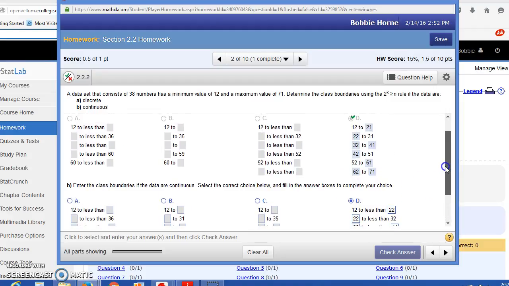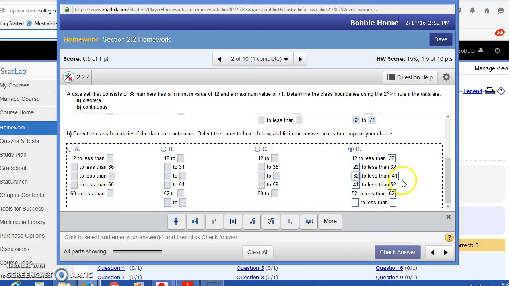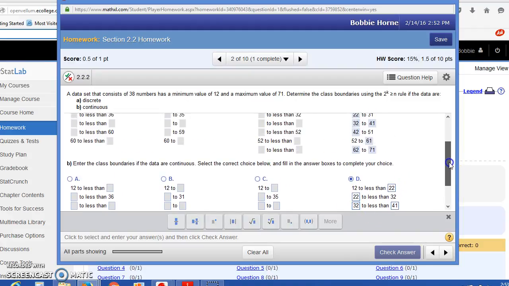It's just like discrete. You want the numbers to include 12 to 21, but it doesn't say 12 to 21. It says 12 to less than 22. And you're going to pick up with that number. 12 to less than 22 would mean the next class would be 22 to less than 32, which would be 22 to 31. And then the next class would be 32, let's look back up here, to 41.